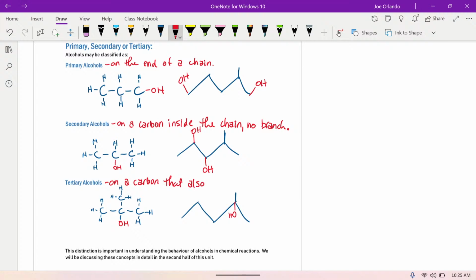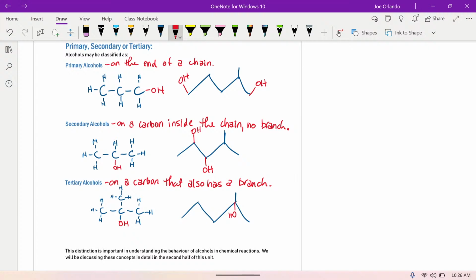Is it possible to have an alcohol on a carbon that has 2 branches? Why not? Because it doesn't have enough. That's right. How many bonds can carbon make? 4. So if it's got the 2 it's making to be in the chain and 1 to the alcohol, it only has 1 left to make 1 more branch. Does that make sense? So these are the 3 possibilities.